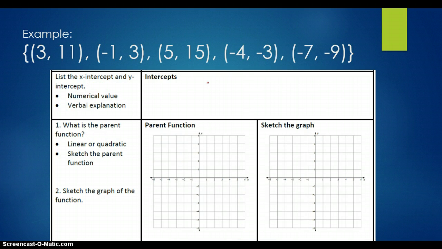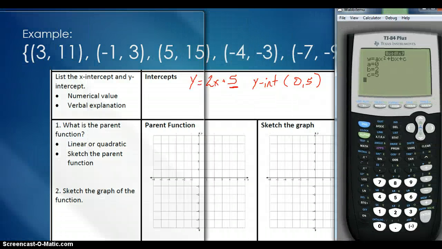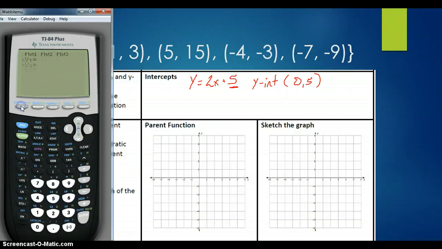Moving on, we want to do the intercepts. I can tell by my equation that my y-intercept is at 5. Okay, I'm not sure what my x-intercept is, so I'm going to bring my calculator back and put 2x plus 5 in y equals. I'm afraid it's between -1 and 2 over here.